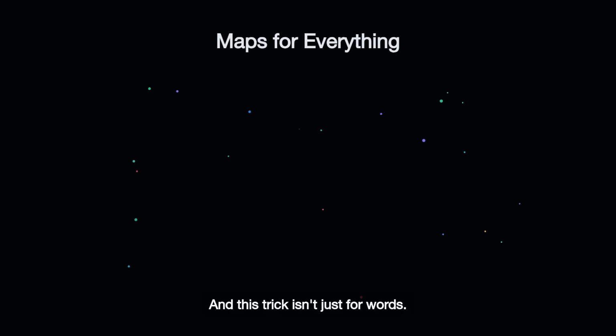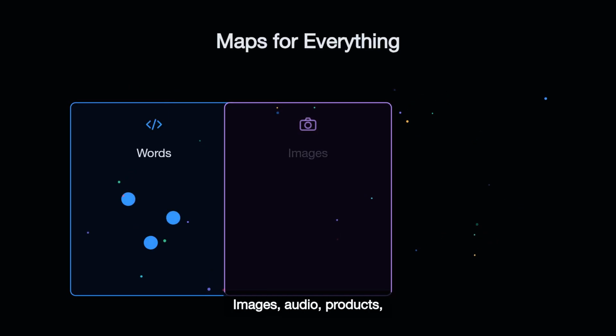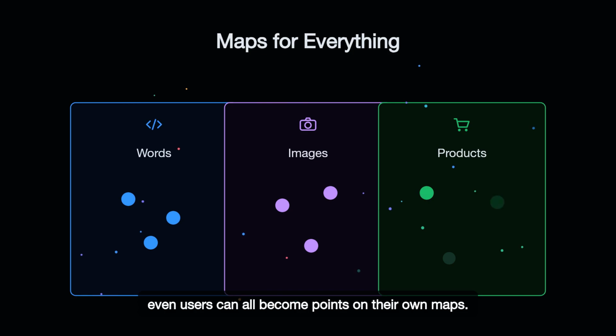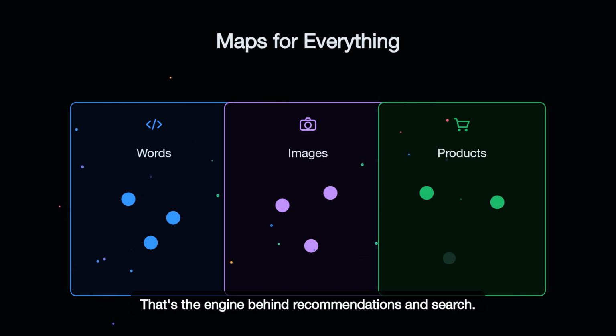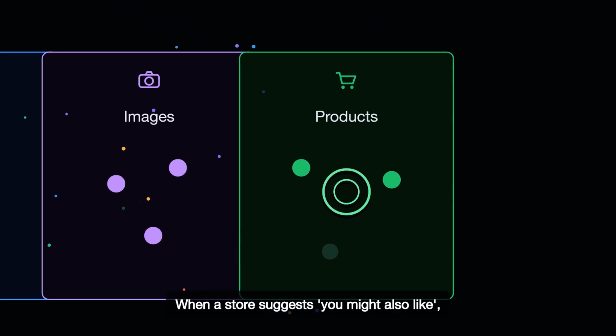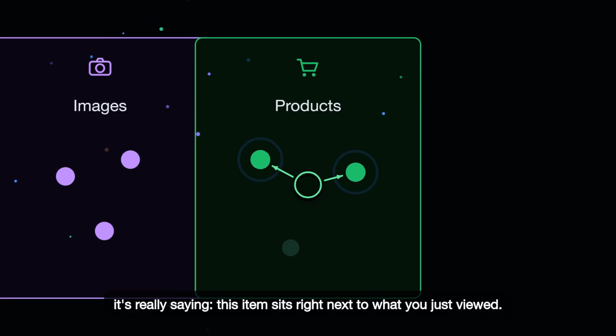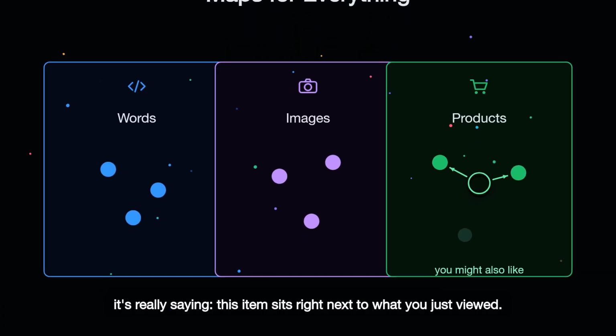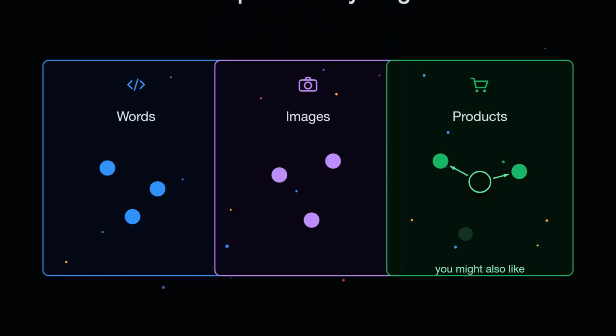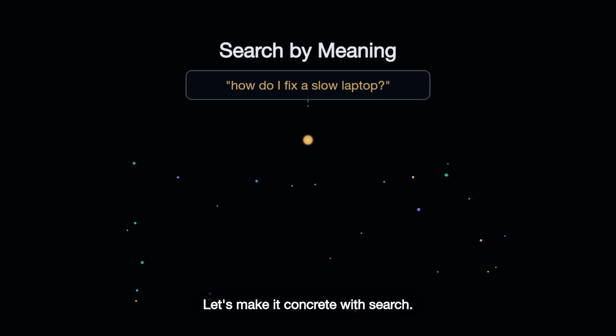This trick isn't just for words. Images, audio, products, even users can all become points on their own maps. That's the engine behind recommendations and search. When a store suggests, "you might also like," it's really saying, this item sits right next to what you just viewed. Let's make it concrete with search.